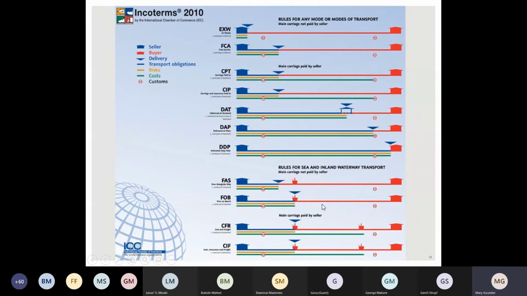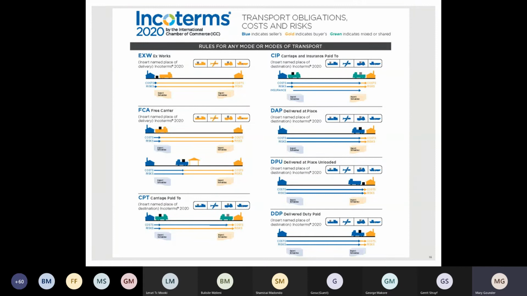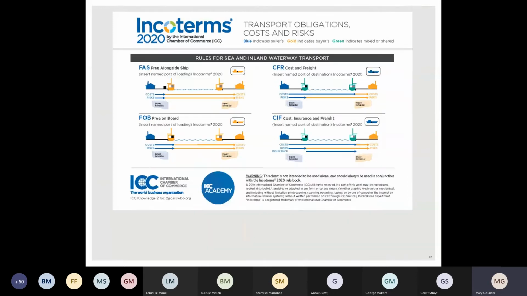The rules for sea and inland waterway are not necessary because Botswana is a neighboring country and it's overland transportation. Incoterms 2020, they just reduced the Incoterms, but it's very similar and the requirements are more or less the same. So what we've done with the Trade Toolkit is we've given you a tool to use. Regardless of which Incoterm you're choosing, we have stipulated what your responsibilities are, and we'll go through that a bit later.